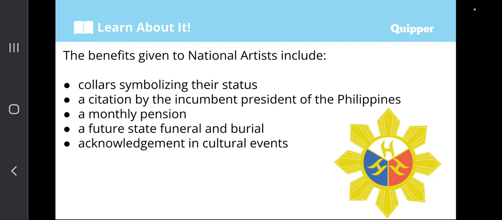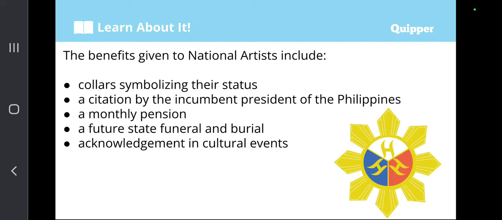They also have a citation by the incumbent president of the Philippines. So that is, of course, given that the National Artist Award is being bestowed upon or given as a recognition by and through a presidential proclamation, then the citation for these national artists will be coming from ultimately the incumbent or the sitting president of the Republic of the Philippines. They also receive, or they will also be receiving, a monthly pension. As to the amount, it is not really disclosed because given that this is a law, naani siya sa balaod, so it is also considered how much, you know, the amount is for their monthly pension.